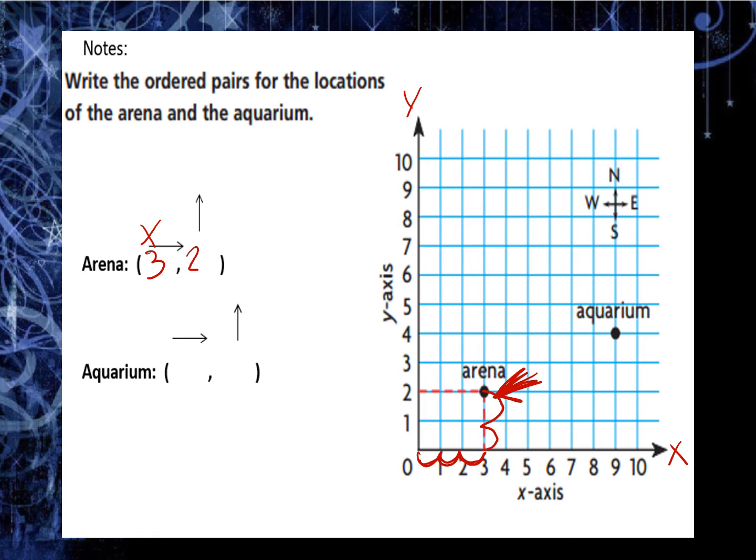Now I want to find the coordinates of my aquarium. We start at the origin, and we go over 1, 2, 3, 4, 5, 6, 7, 8, 9, which is my x coordinate. And we go up 1, 2, 3, 4, which is my y coordinate. So the coordinates of the aquarium are over 9, up 4. All right, good.